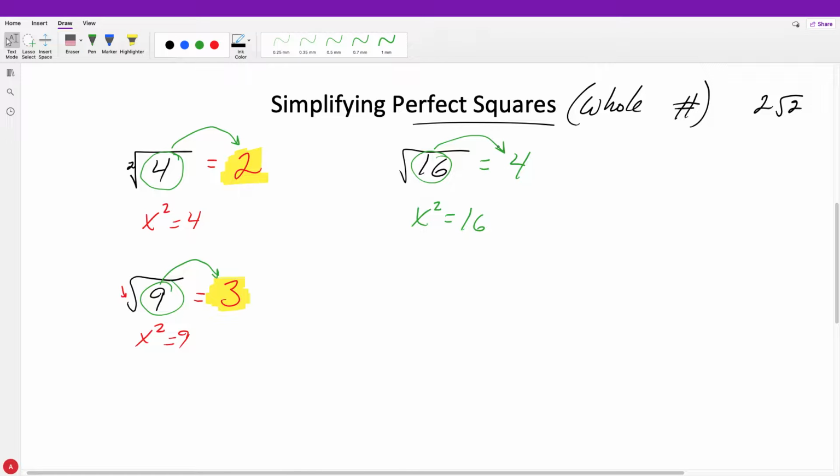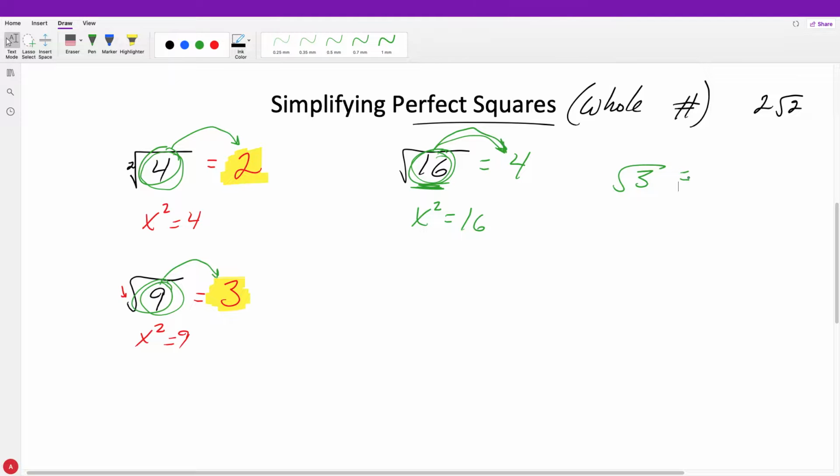All right, so the perfect square is the number that we're actually taking the square root of. And if it gives us a whole number in return, then we would say that 16 is a perfect square, and that 4 is a perfect square, and that 9 is a perfect square. But what if I said, what is the square root of 3? Well, 3 doesn't give us a whole number in return.